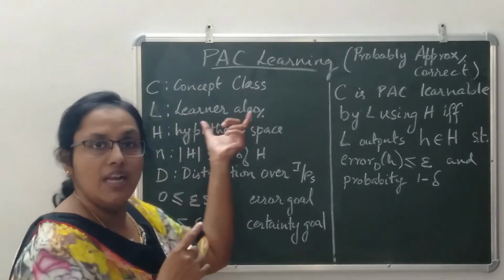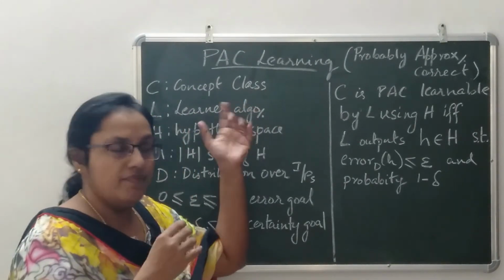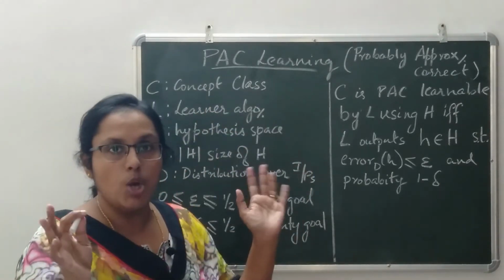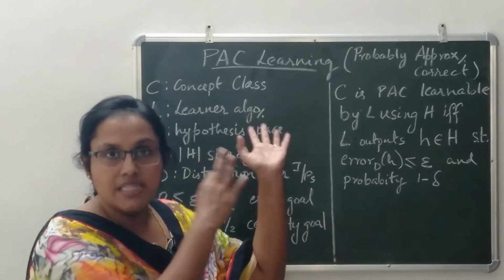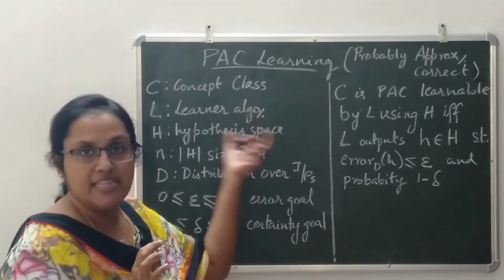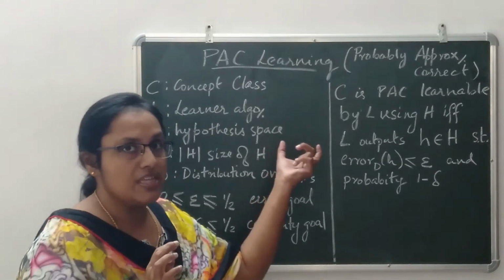Then we have a learner, an algorithm. We are not going to specify exactly which learner. I have an algorithm L which learns that particular concept class in the hypothesis space H. Now what is the hypothesis space?